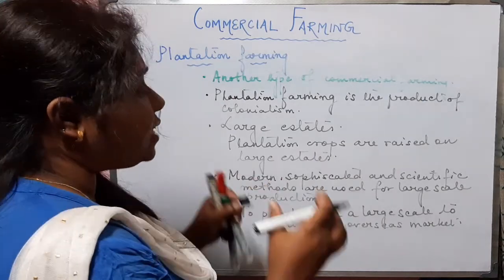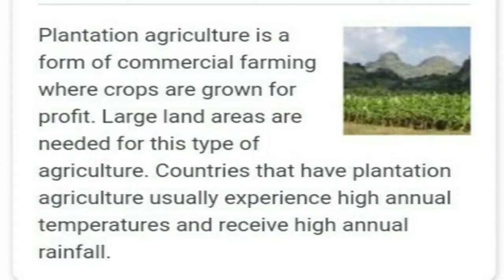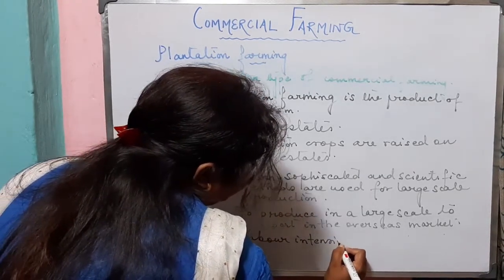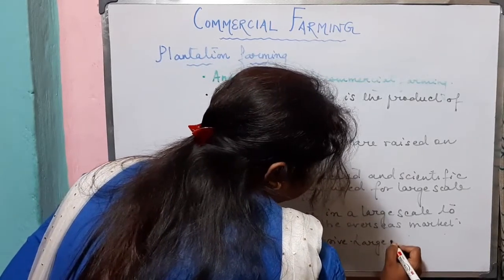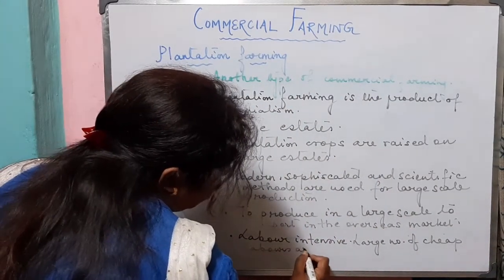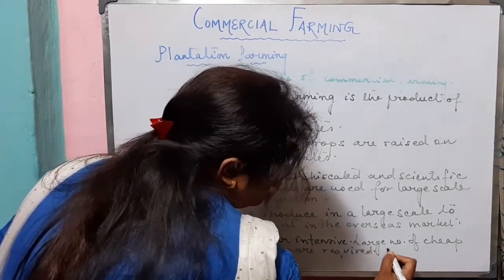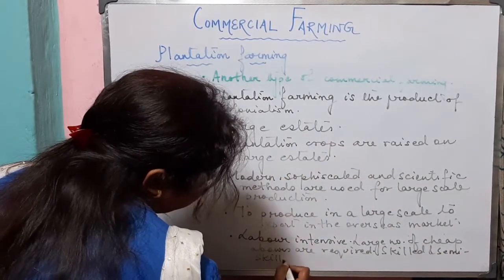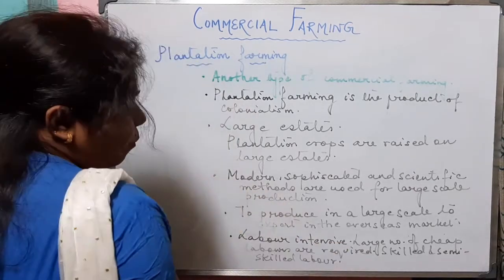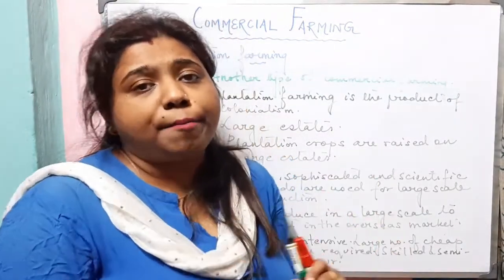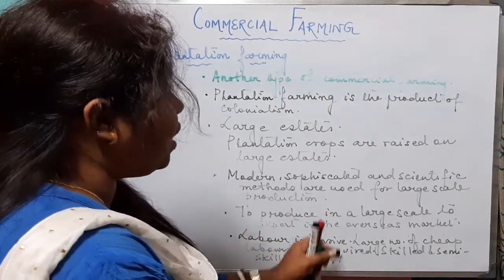So this type of farming is mainly done to produce on a large scale because these products have huge demand in the overseas market. Now this type of farming is labor intensive. So we can say that a large number of cheap laborers are required along with skilled and semi-skilled laborers. Like tea is a plantation crop. Now for tea, from plucking the leaves to pruning to processing it, we need a large number of labor. So we can say that plantation farming is labor intensive farming.